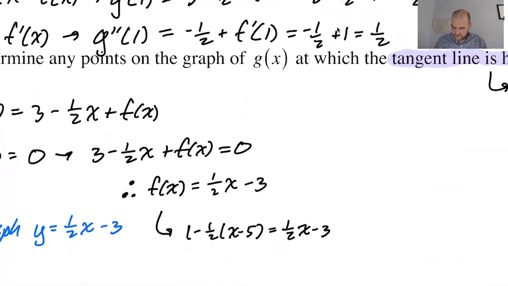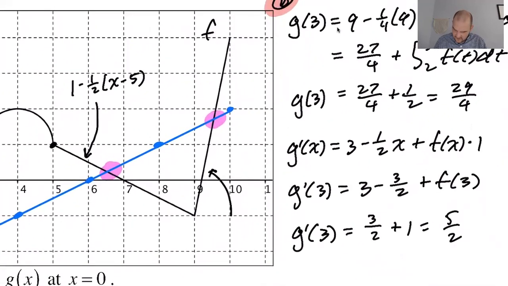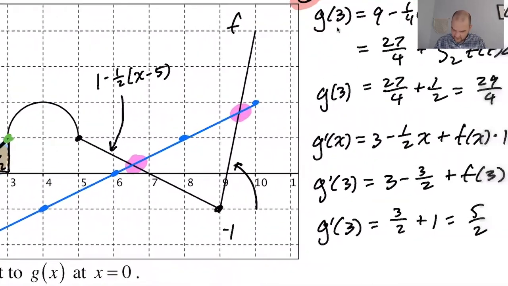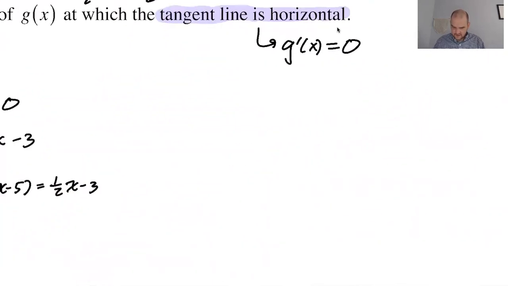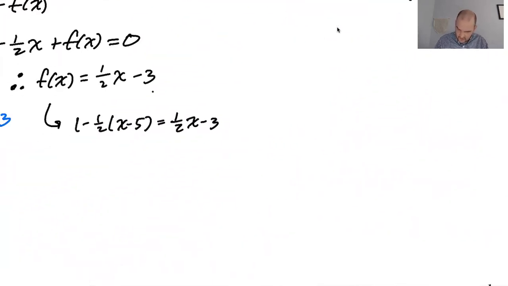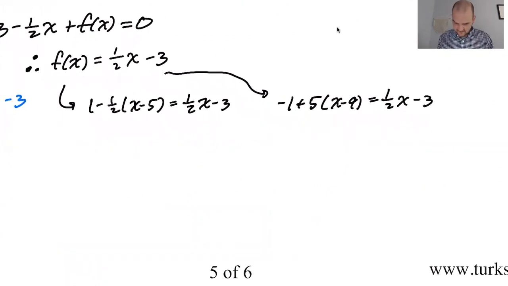Let me get the other one too while I'm thinking about it. For this, this y coordinate is -1. If I go over 1, I go up 5. Is that true? Yeah. So plus 5, and then the quantity x minus 9. So -1 plus 5 times the quantity x minus 9 equals 1/2 x minus 3. The solutions to these are going to be where g prime equals 0. That's where we have a horizontal tangent line. So let's see if we can actually solve this.